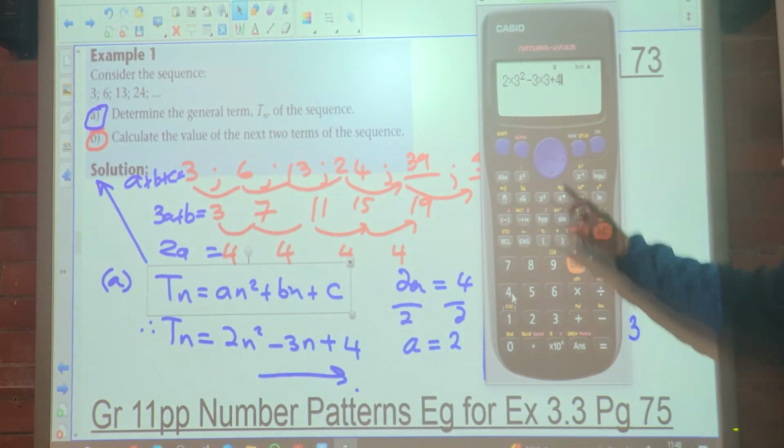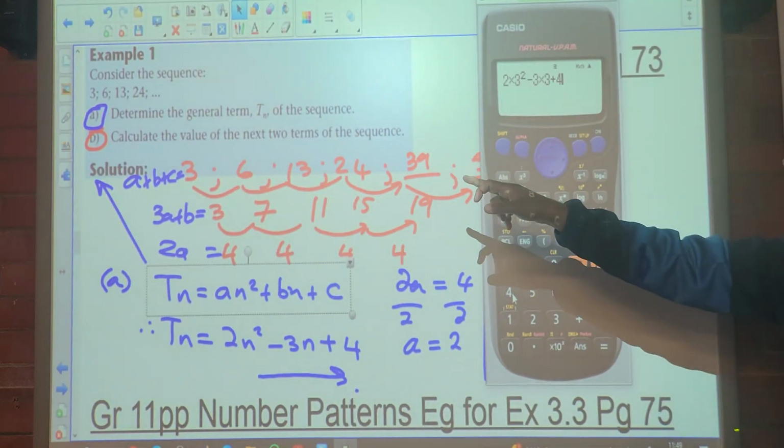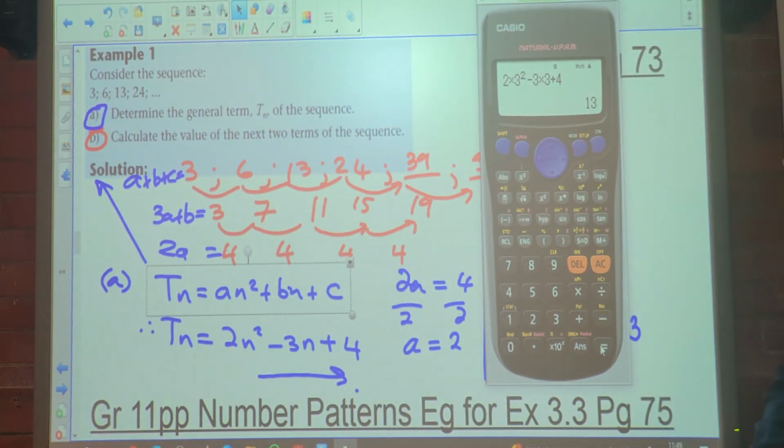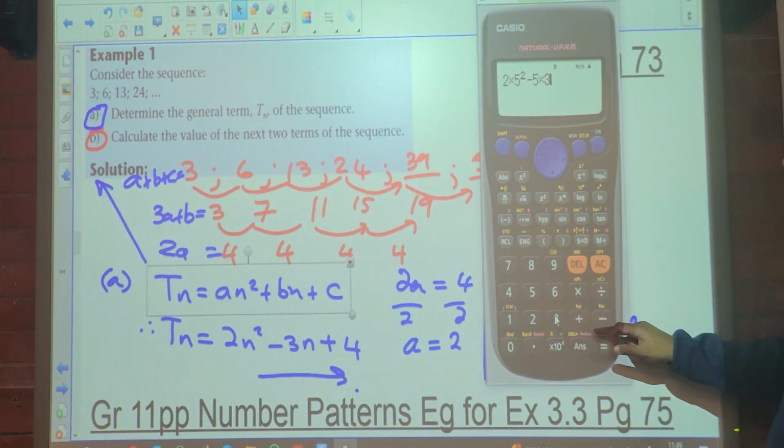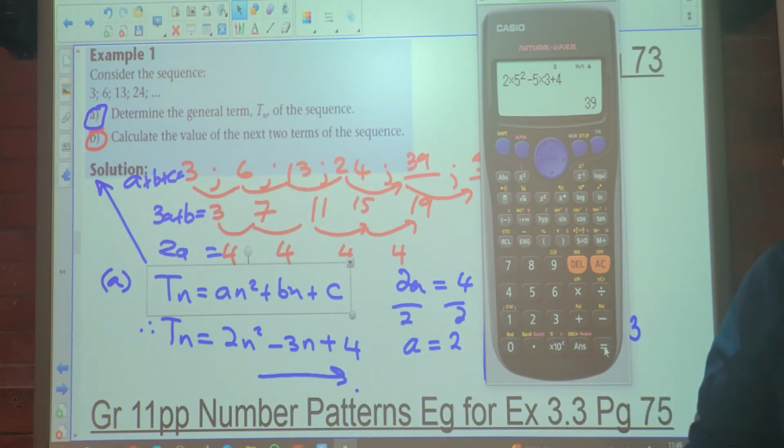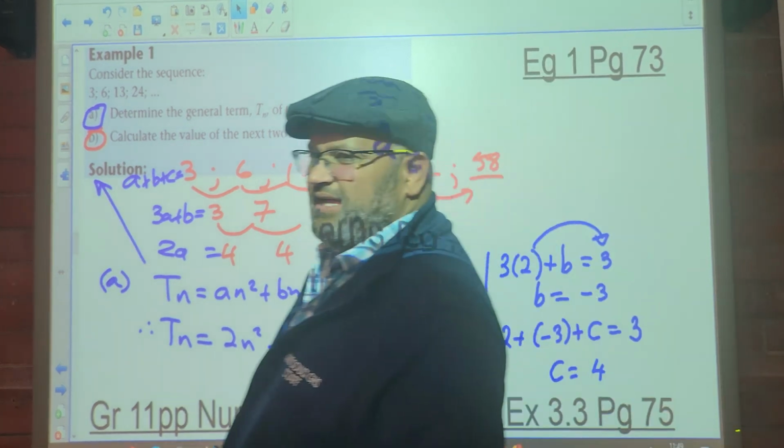13. If I had punched in 4, then 24. You see that? It's right. You guys understand? What if I tested for term 5? 2 times 5 squared minus 3 times 5 plus 4. What should it be? 39. People, you guys understand?